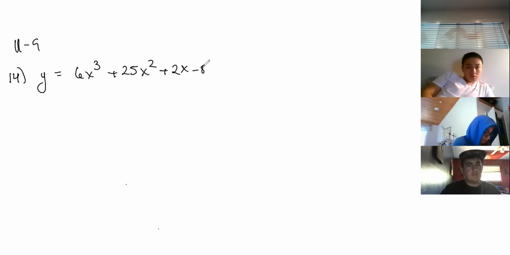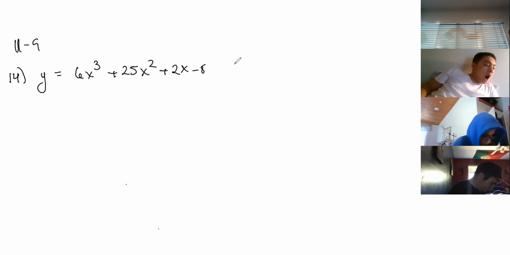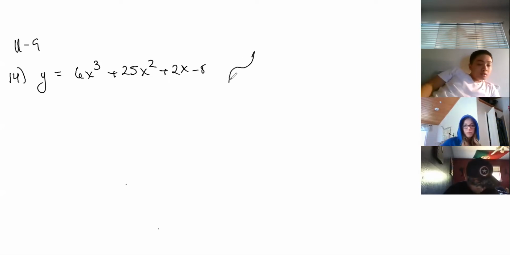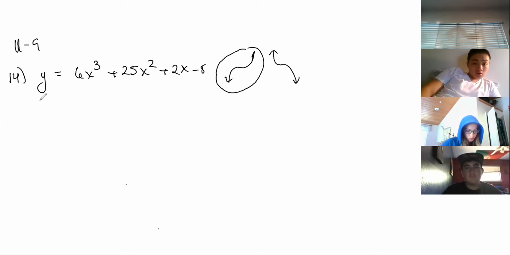Yes. It's asking us to sketch and label all intercepts. If they're asking us to sketch, we have a lot of things to do. We have to find its end behavior. It's a third degree polynomial, so it's either low high or high low. Is the leading coefficient positive? It's positive, so it's low high.